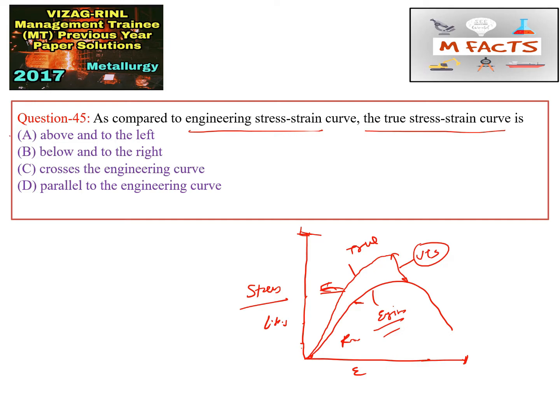So option A is correct for this question. B is below and to the right, so that is wrong. Crosses the engineering curve, so this is also wrong. Parallel to the engineering curve, so this is also wrong. So the correct answer is above and to the left of the curve.